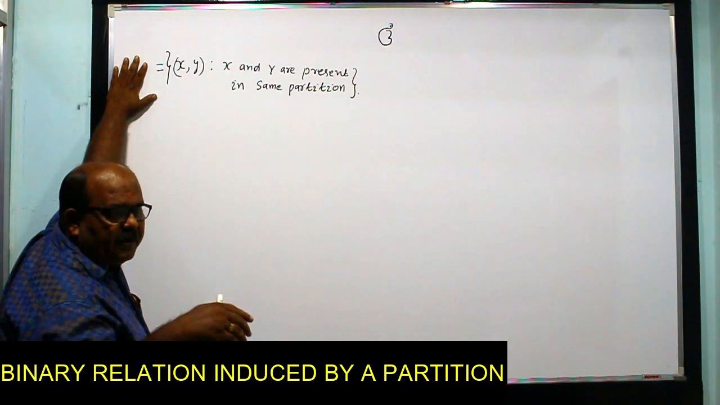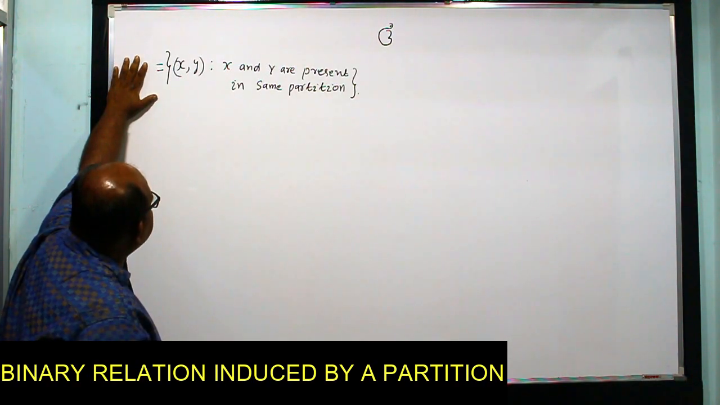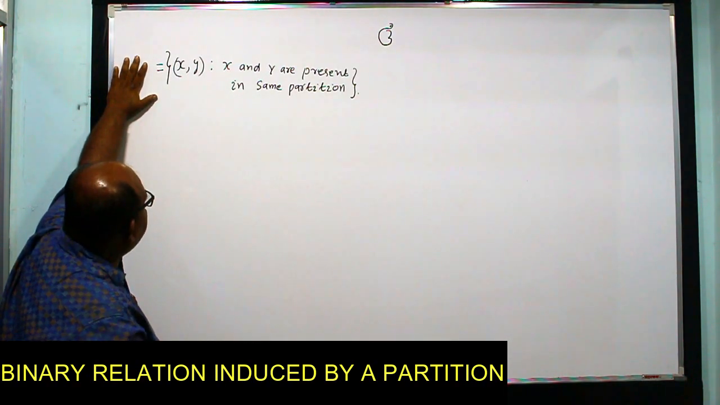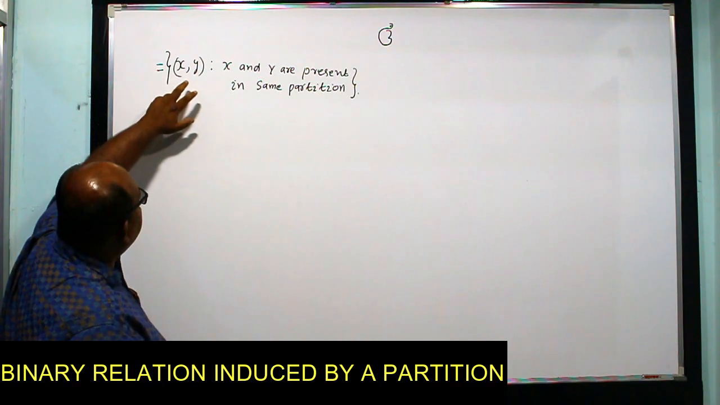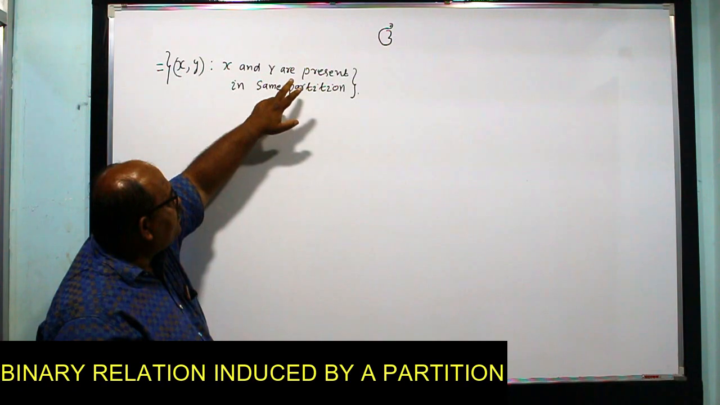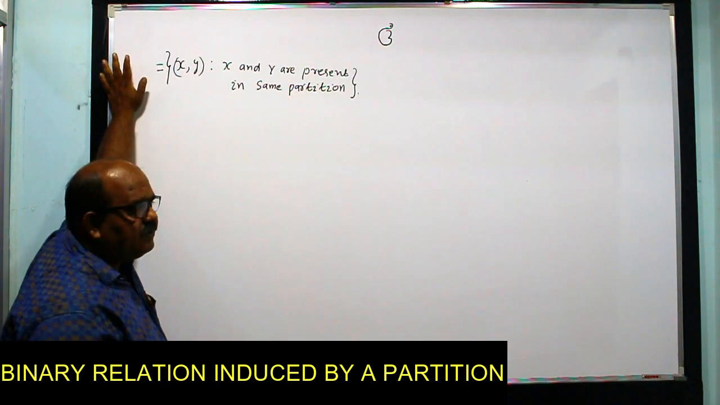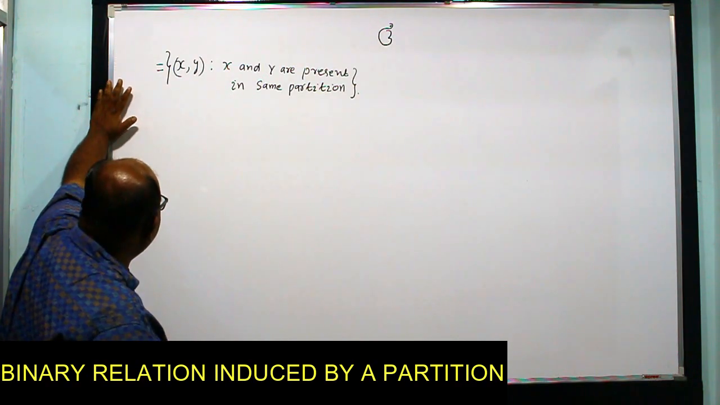Every partition would develop a binary relation. What is that binary relation? The relation developed by the partition, we will write ordered pairs (x, y) such that x and y are present in the same partition. Both x and y are present in the same partition.